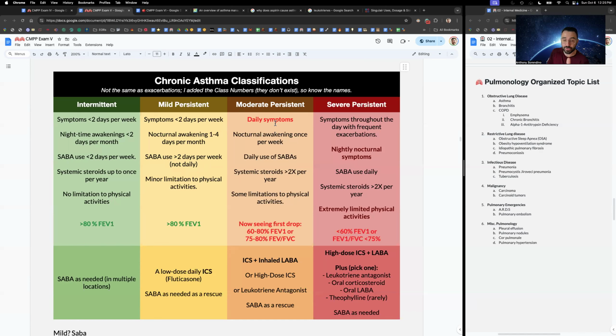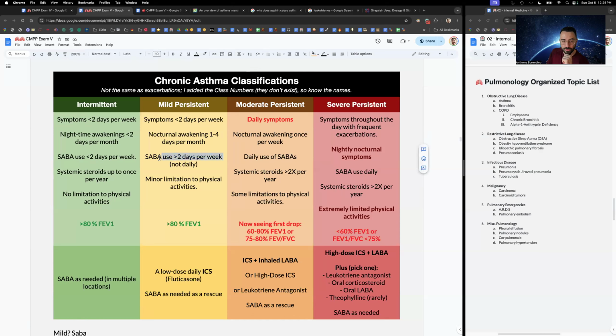So for moderate persistent, everything is daily. Daily symptoms, daily use of SABAs, that's going to be your big key here. And then not daily, but weekly nocturnal awakening. So it's not per month, it's per week. So know that's moderate persistent. You know that intermittent and mild persistent are still symptoms less than 2 days per week.